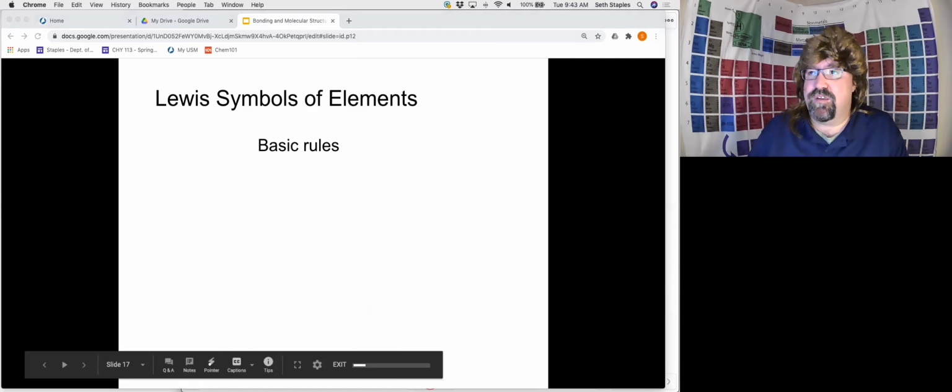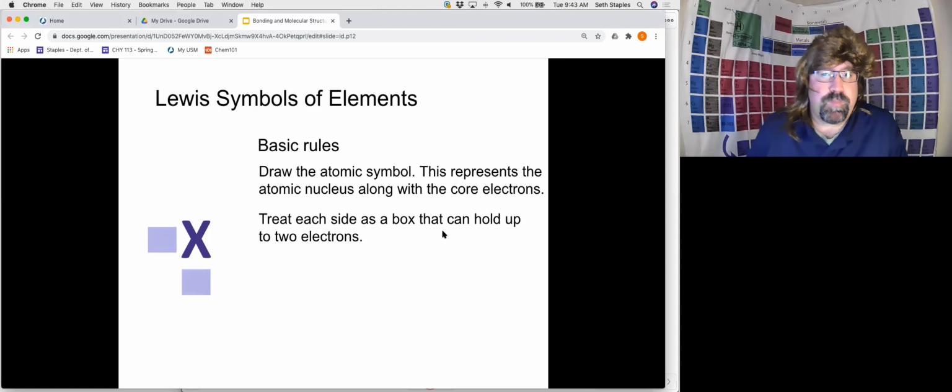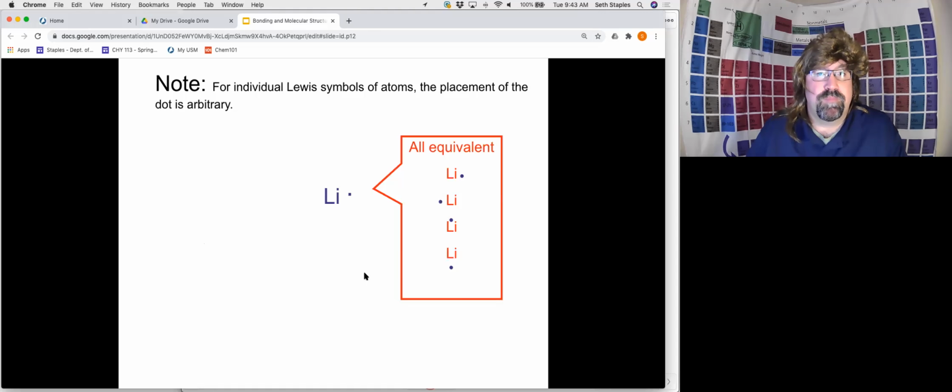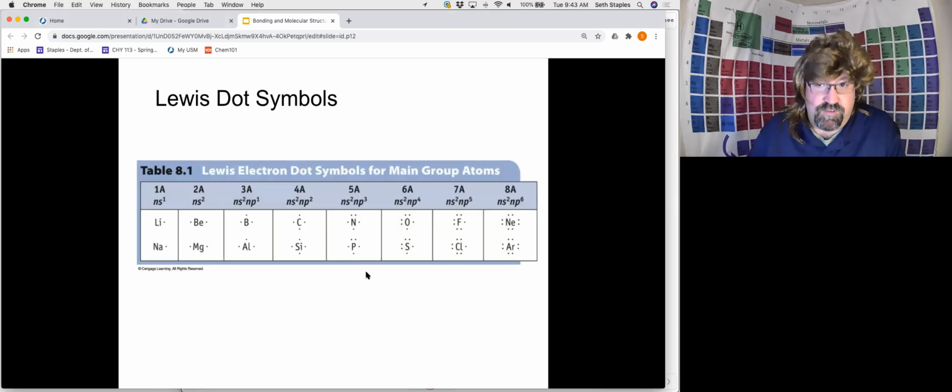So that X is our nucleus, and all of our core electrons are represented there. Then we're going to treat each side like it's a box that can hold up to 2 electrons. We're going to count the electrons in our valence shell, and then start filling the boxes. We're not going to pair anything up until we actually have to. Like I mentioned, it doesn't matter which side you start on. It's all equivalent. We saw this slide already, looking at the Lewis structures of various atoms.